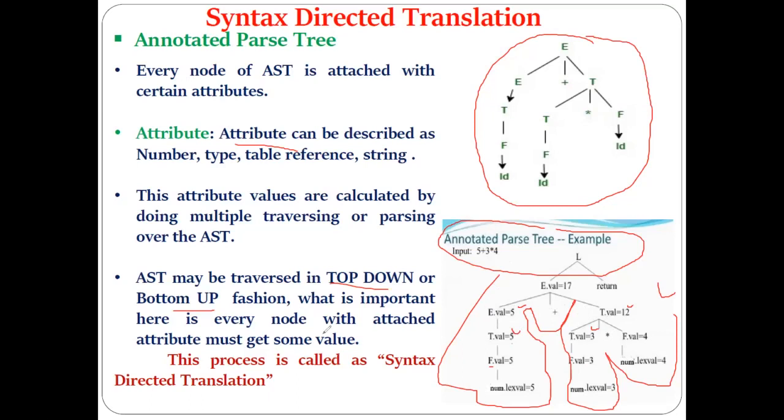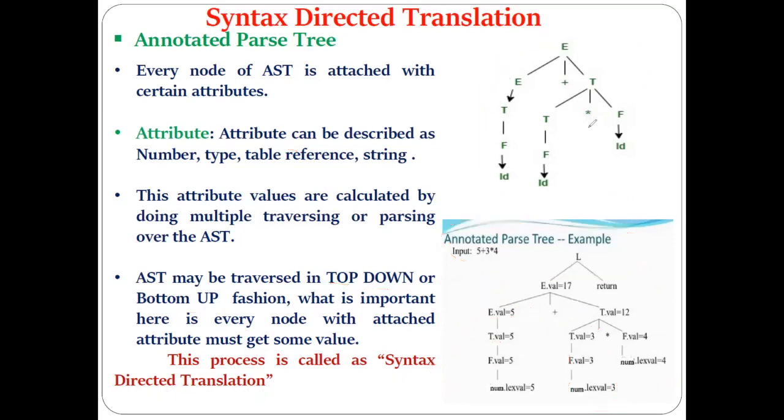Okay. Now when we traverse this whole annotated parse tree and try to calculate the value of each of these attributes, E dot val, T dot val, this process of traversing this decorated parse tree and calculating the value of each of these attributes, that whole process is called what? Syntax directed translation.